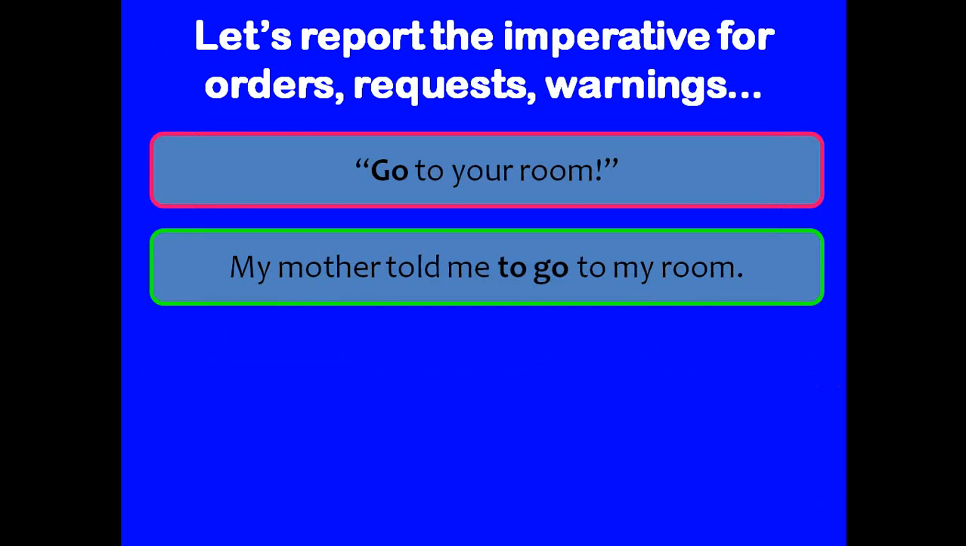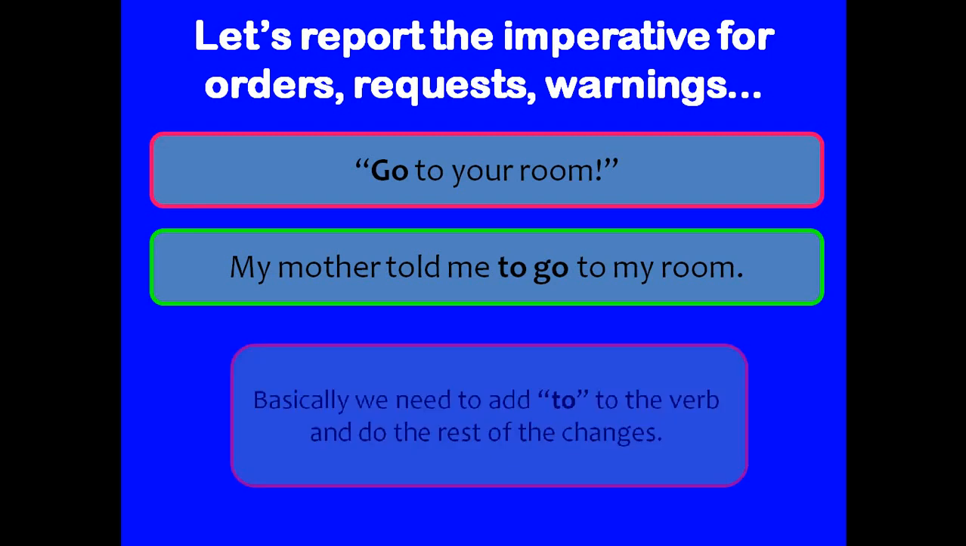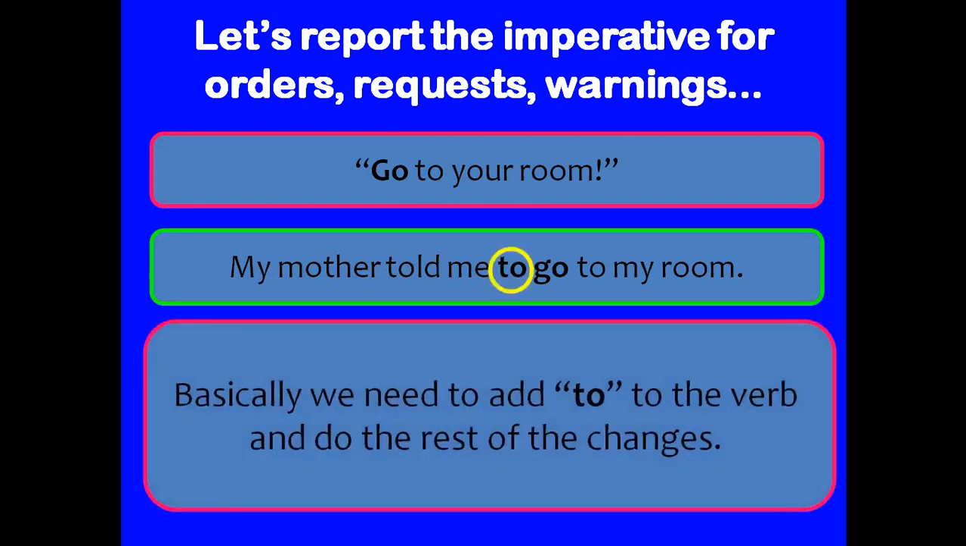Alright, now in order to report imperatives, or orders or requests or warnings, let's see the example. We have go to your room, like mother said. So I can say mother told me to go to my room. I can say mother ordered me to go to my room. Mother asked me to go to my room. Mother warned me that I should go to my room. Something like that. So basically we need to add to. So if you have an order like go to your room, open the door, when you report you use to plus the infinitive, the bare infinitive. Here mother told me to go to my room. So basically we need to add to the verb and do the rest of the changes.